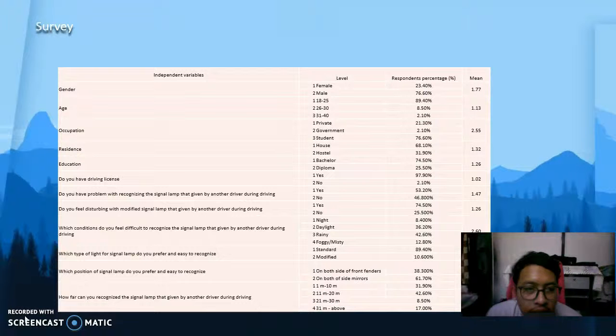Next, the majority have difficulty recognizing the signal during rain, while 36% on daylight. They also preferred standard signal lamps without modification. Besides, signal lamps on both side mirrors were preferred by them. Lastly, the majority of respondents can recognize the signal at short distance.